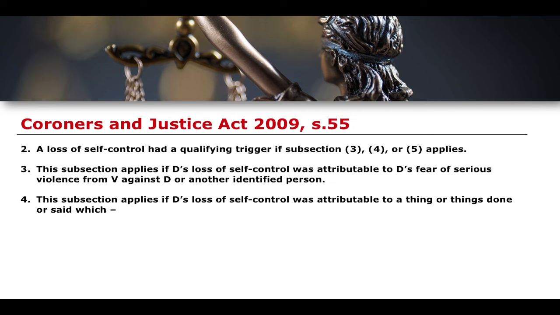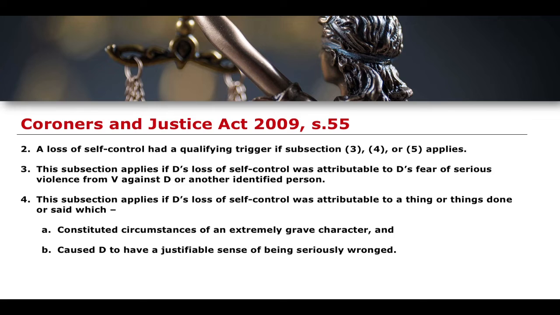Subsection 4 says that this subsection applies if the defendant's loss of control was attributable to a thing or things done or said which constituted circumstances of an extremely grave character, and B, caused the defendant to have a justifiable sense of being seriously wronged. Very, very vague. Subsection 3 is quite nice because it gives us what is reasonably understood to be quite an easy to understand qualifying trigger. The idea of a serious fear of violence coming from the victim. But subsection 4 talks about things said or done which are of an extremely grave character and caused a justifiable sense of the defendant being seriously wronged.